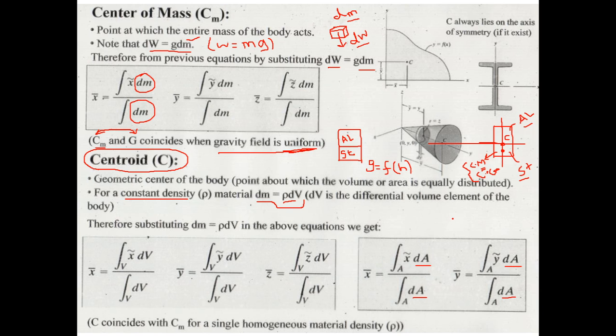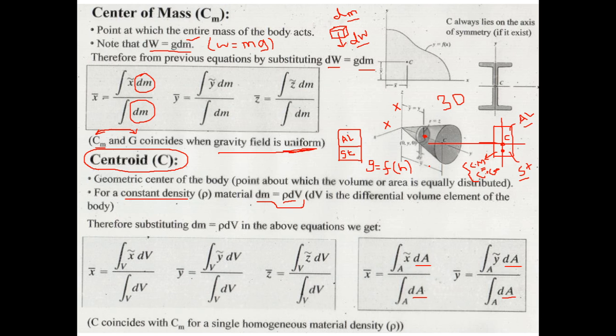And you see, if your body has an axis of symmetry, a very well defined axis of symmetry, then the centroid will always lie on that axis of symmetry. For example, this is the cone. It's a three-dimensional body, and this cone has a very well defined axis of symmetry, which is this y-axis. Therefore, the centroid of this cone will only lie on the y-axis. It has nothing to do with the z-axis and the x-axis. It will only lie upon the axis of symmetry.